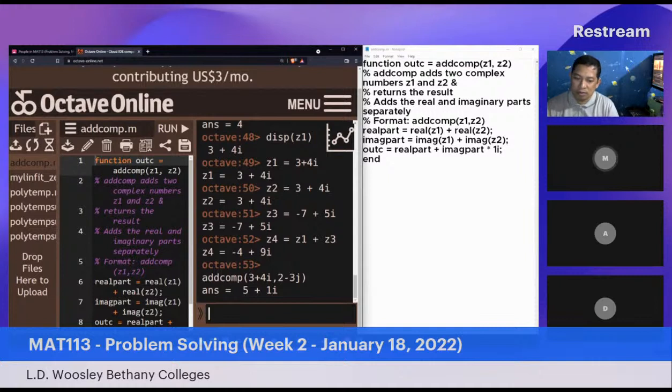Ganun lang din po, sir. So i-paste mo na lang sa ano. Or kung hindi ma-paste, i-retype mo. Madali lang naman siguro, no?